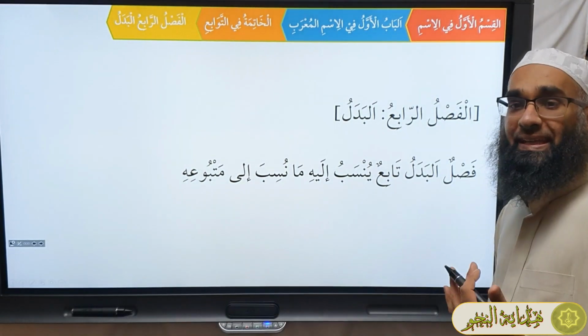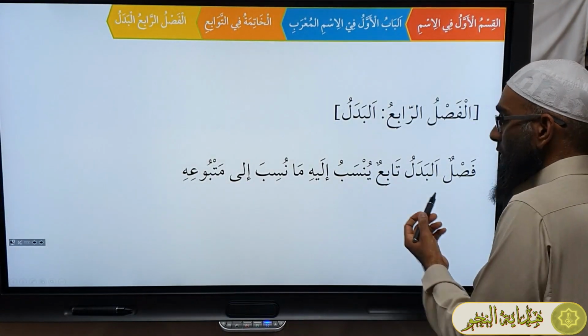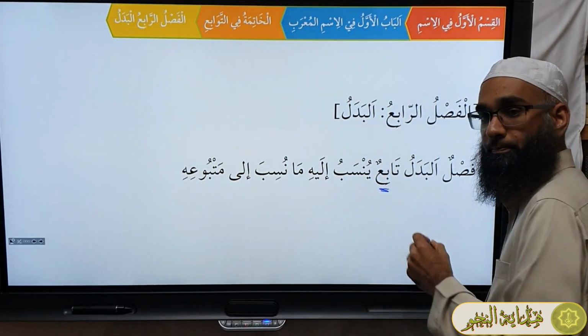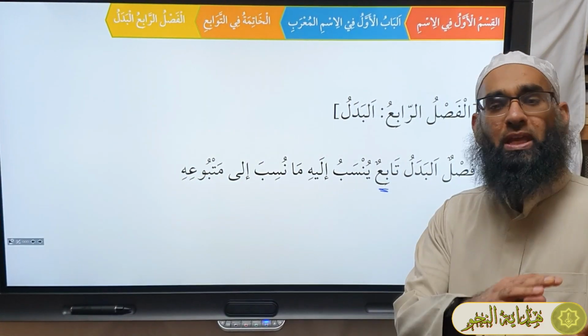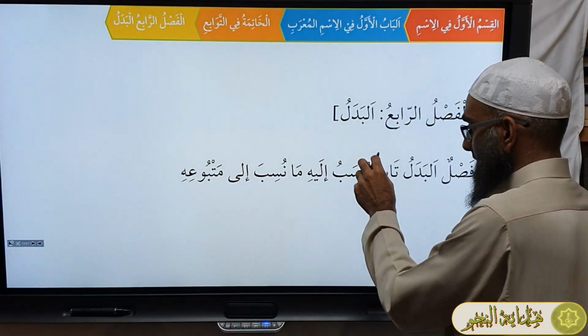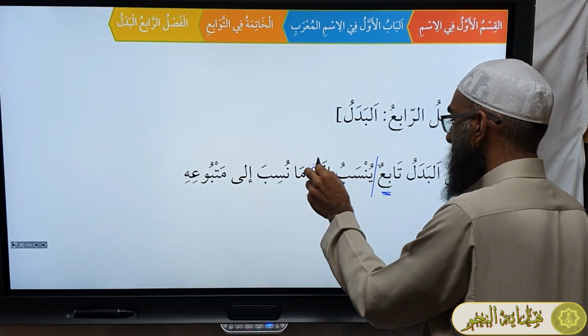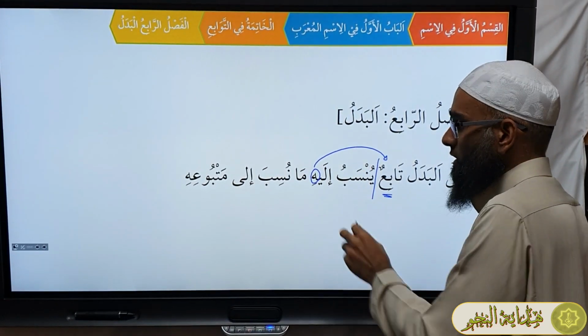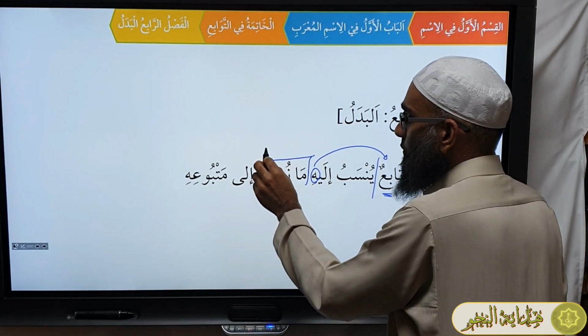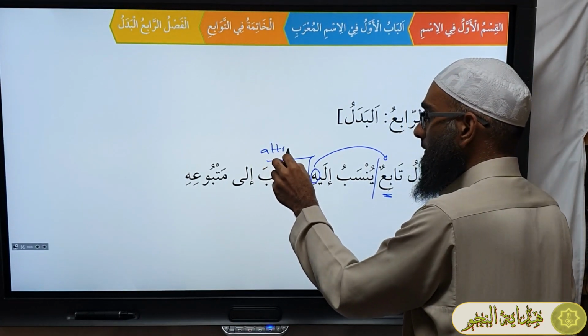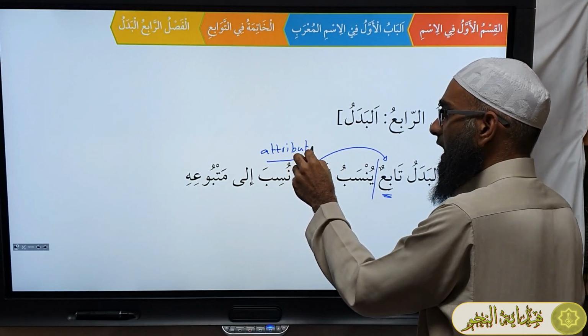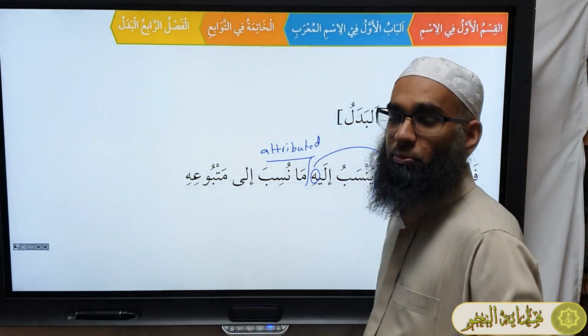So now he's defining the badal. What is the badal? So he says badal is tabi'un. A tabi' means something that follows the i'rab of the previous word. This is the man'ud. Yunsabu ilayhi. The he zamir refers back to the tabi', towards which the very same thing is nusiba, attributed. The very same thing is attributed which was attributed to the matbu'.